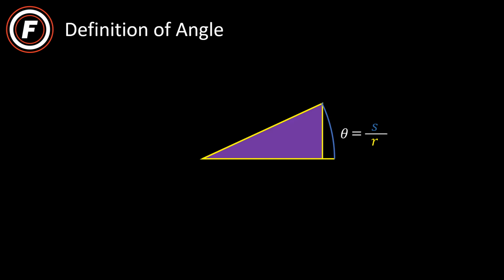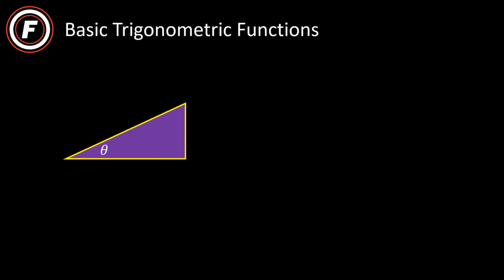Let's extend this concept to right triangles. We will use the Greek letter theta to represent the measure of an angle. In a right triangle, the longest side is called the hypotenuse, and the two shorter sides are called legs. The leg closest to theta is called the adjacent side, and the leg furthest from theta is the opposite side. Of course, these terms are relative to which angle we are concerned with.